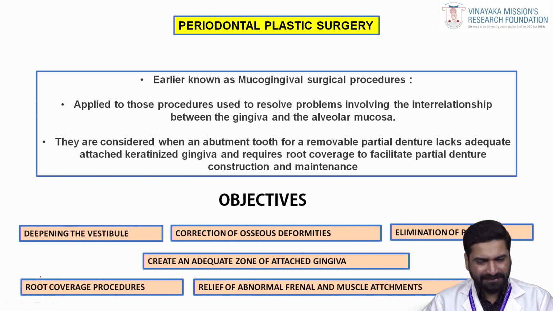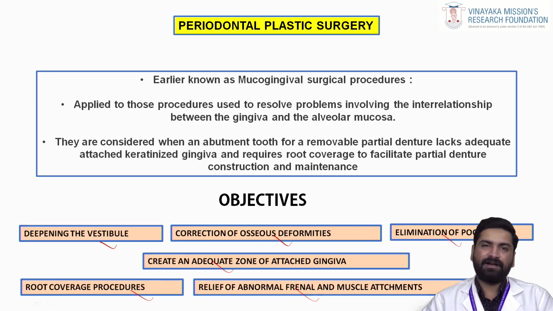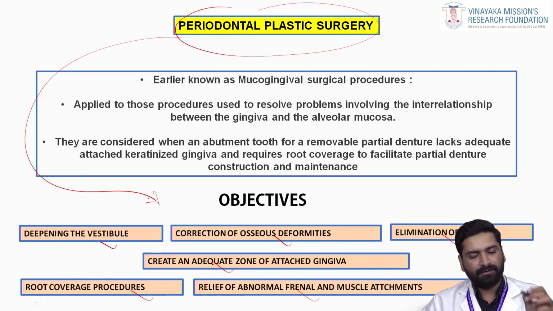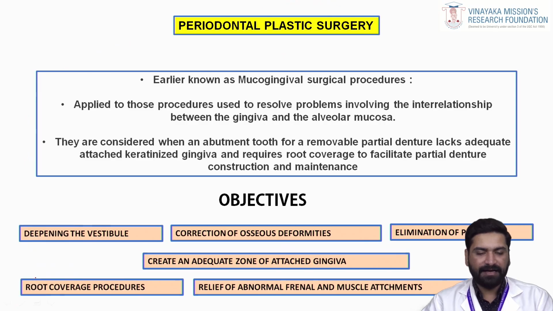Then you have periodontal plastic surgeries, where you can do deepening of the vestibule, correction of any osseous deformities, elimination of pockets, create an adequate zone of attached gingiva, root coverage procedures, and also relief of abnormal frenal and muscle attachment. So these are very rarely done in the treatment of cast partial denture, right? But still, as I am saying, given in the literature, so has to be discussed. So what all you can do in periodontal plastic surgery can be included in the objectives of this heading.